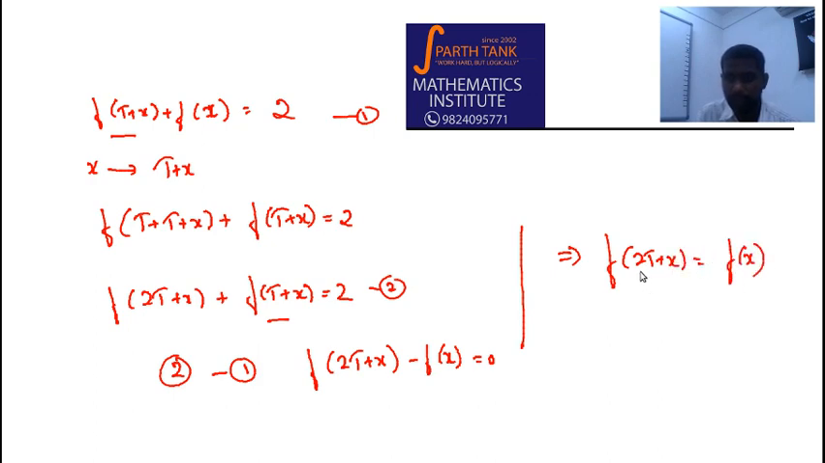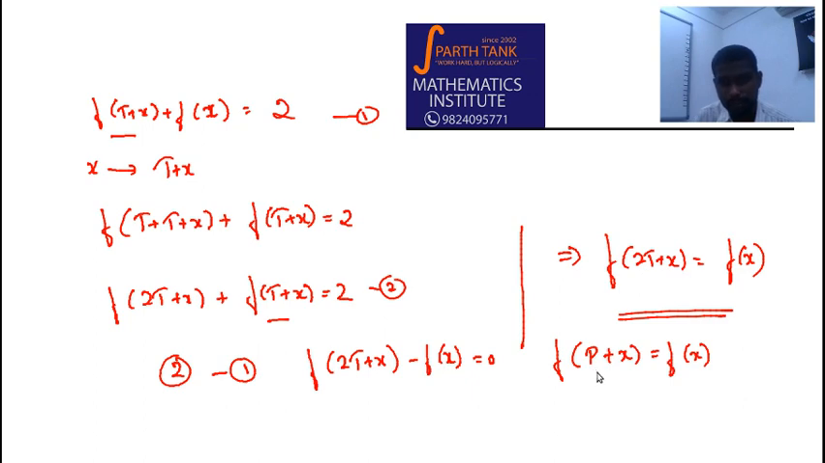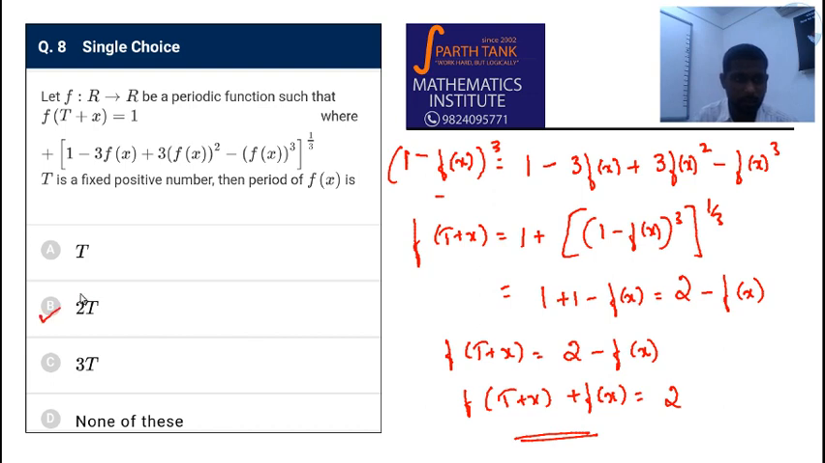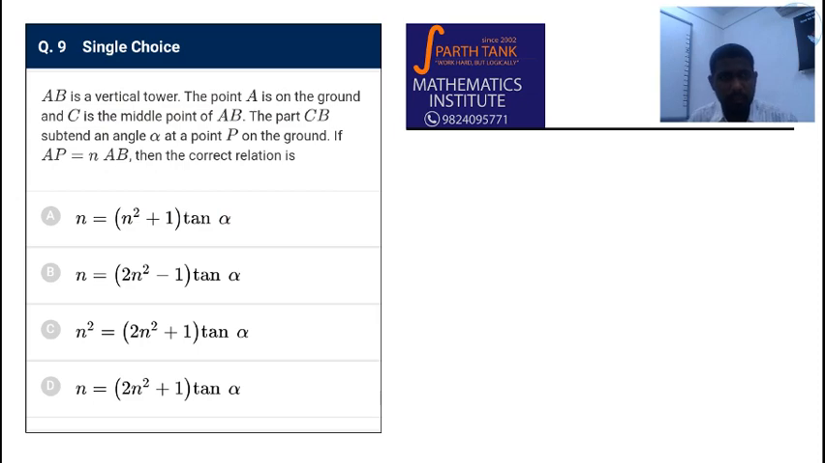That is, after 2t, x brings the same value for f of x. So therefore, you know, the period of the function is such that f of p plus x should be equal to f of x. Then you can say p is the period of that function. The same way here, in the place of p we have 2t. So the period of this function is 2t, which is option B, 2t. Right? Good. Let us move on to question number 9.